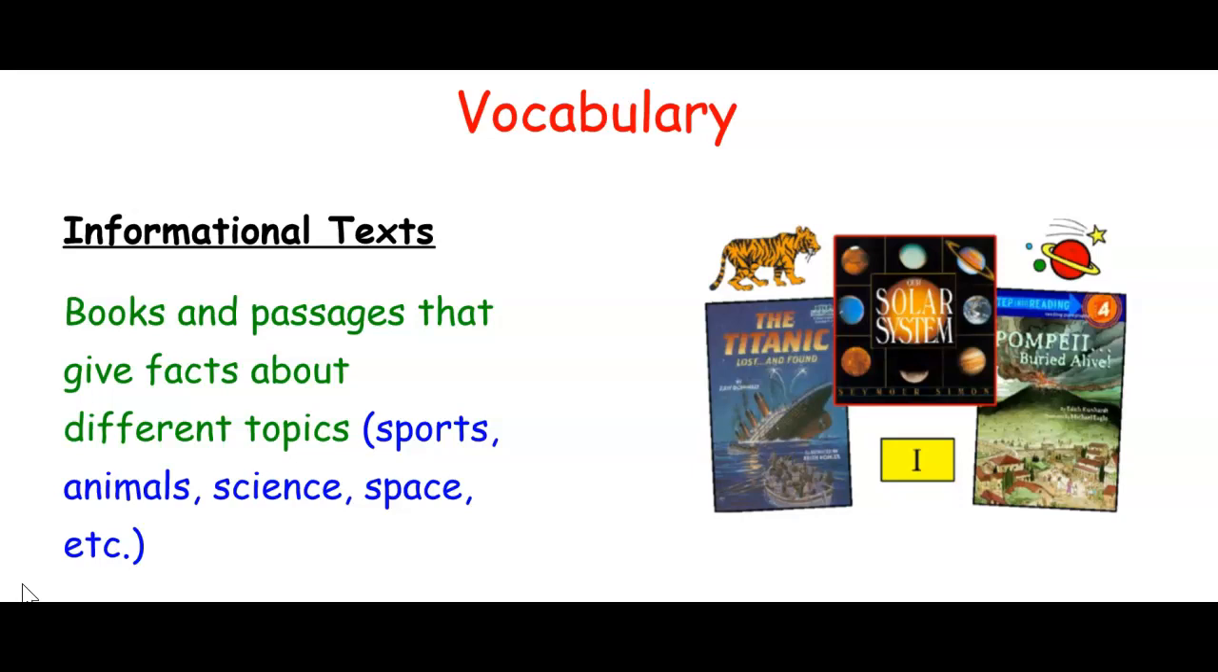Our next vocabulary words are informational texts. Those are books or passages that give facts about different topics. Topics such as sports, animals, science, space, and more.